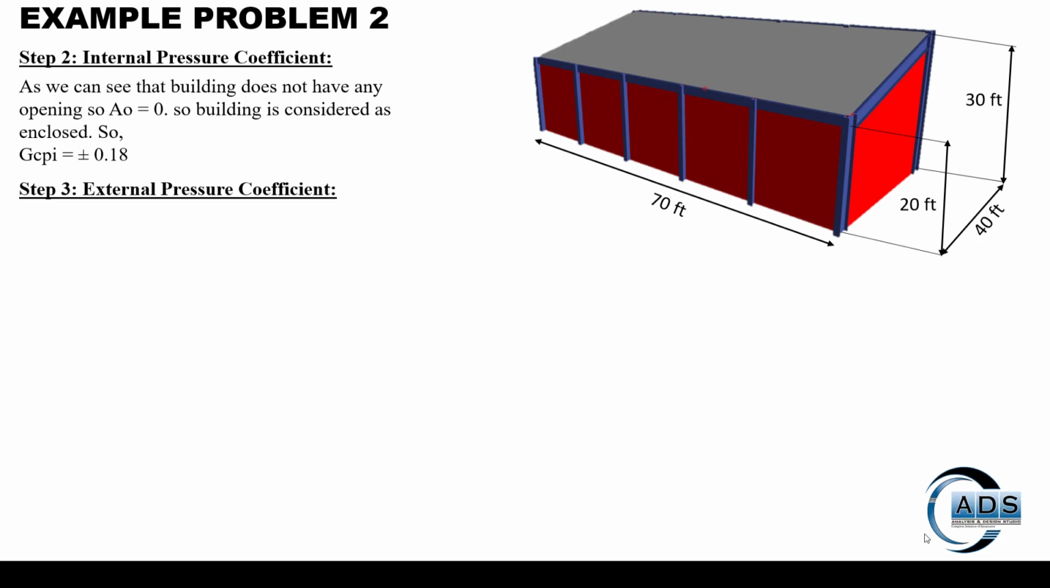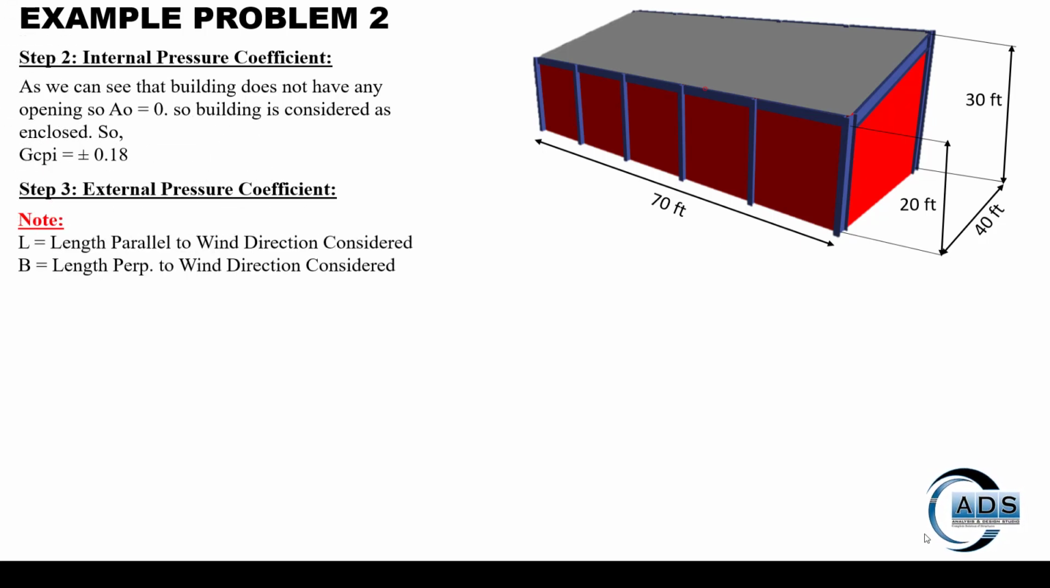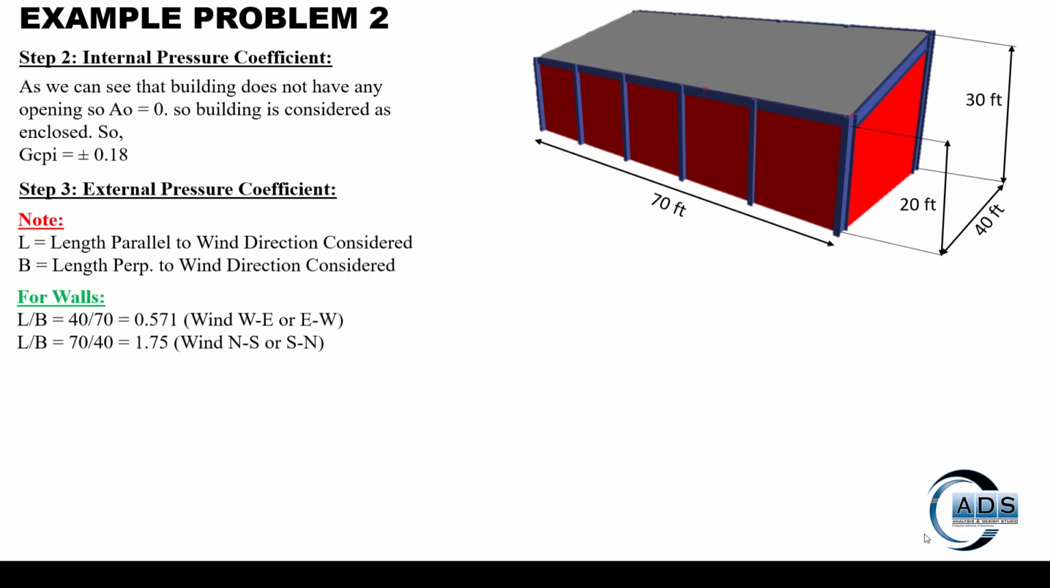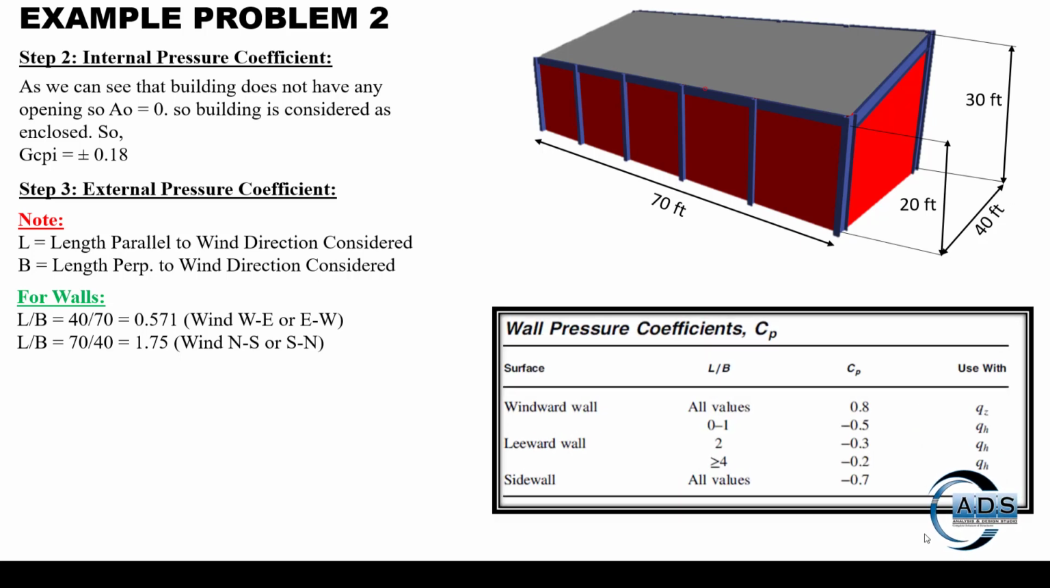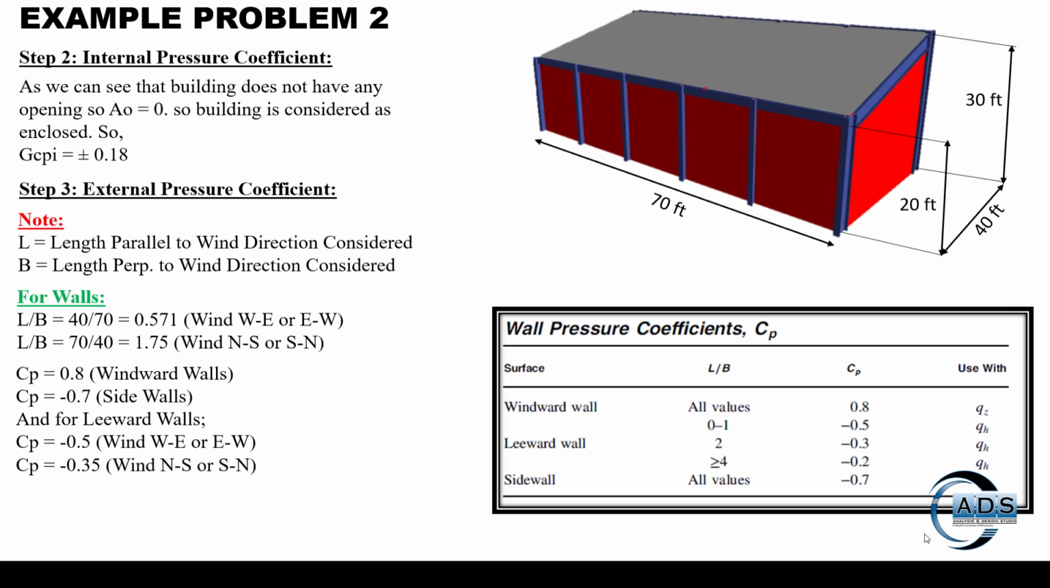Now step 3 is to find the external pressure coefficient. Note that L is the length parallel to the wind direction considered and B is the length perpendicular to the wind direction considered. For walls, length over breadth ratios are shown for each wind direction. We are using this particular table to find the Cp value for walls. As we can see, for windward and side walls, the Cp value is not dependent upon the length over breadth ratio, while for leeward walls it is dependent upon the length over breadth ratio.